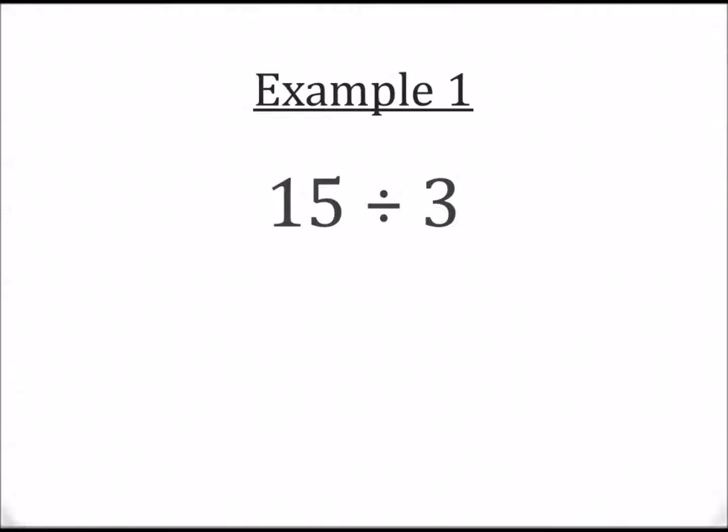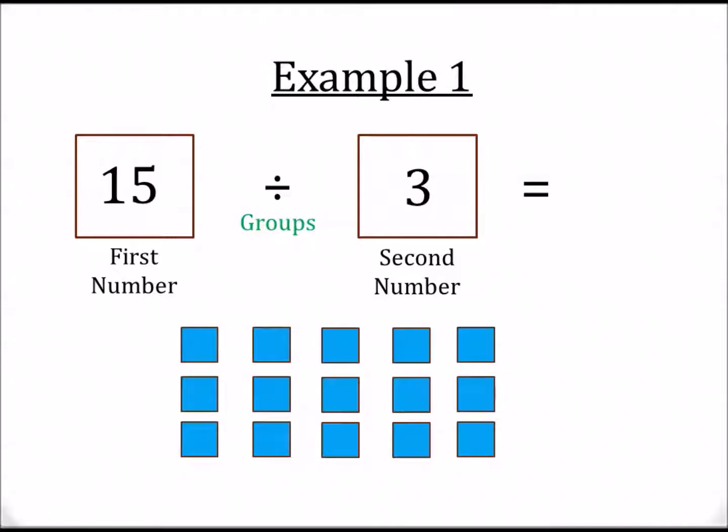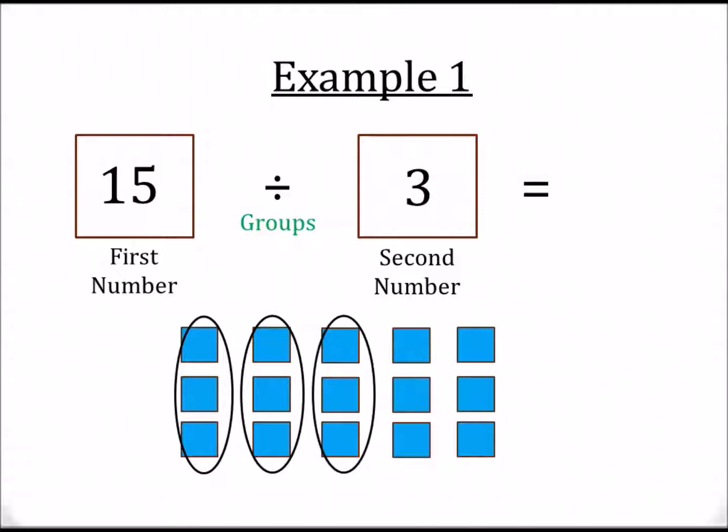Example 1 I have is 15 divided by 3. That means I have 15 tiles, and we need to find groups of 3 of those. So here's my 15. Because it's positive, we're going to represent it as blue, and we need to find groups of 3. Here's one group of 3, a second group of 3, a third group of 3, a fourth group of 3, and a fifth group of 3. So out of the 15, when we group them in threes, we're going to get 5 of those.